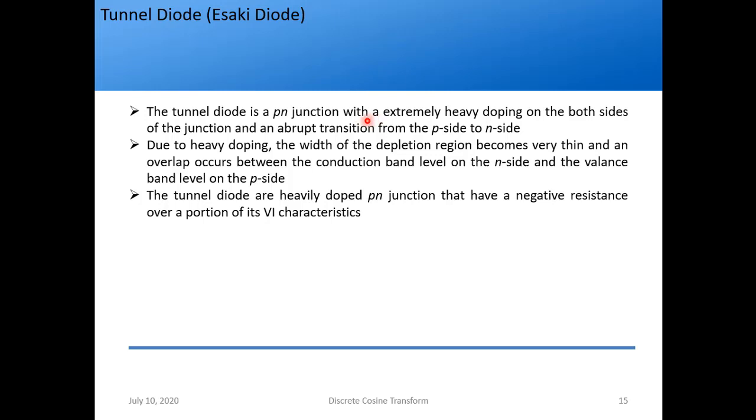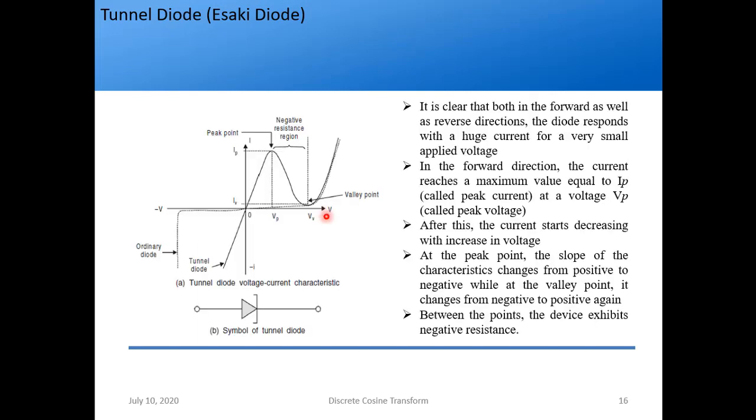So it is a p-n junction diode again with extremely heavy doping on both sides of the junction and an abrupt transition from the p side to n side. And this is the reason we use energy band diagram to understand this. And what is the peculiarity of this diode? That it has a negative resistance in a portion of its VI characteristics.